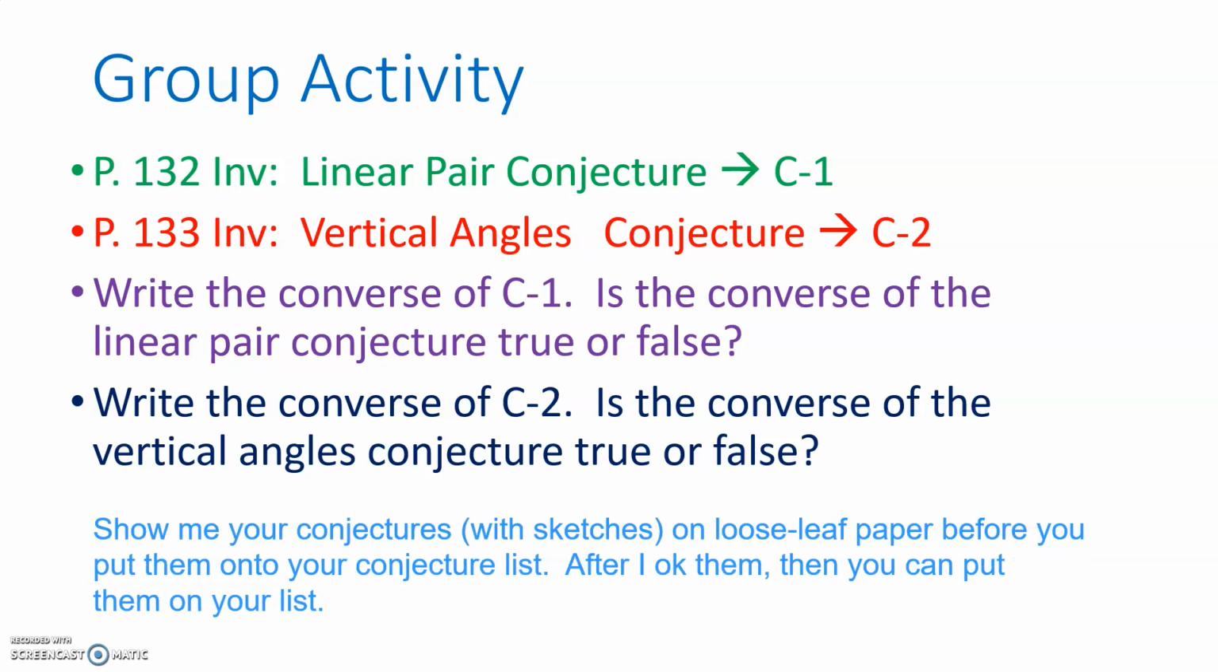So if we're in class, you would be showing me this stuff. If you're not in class, you're just kind of reading through this and listening to me. I'm going to show you one more slide that says something about the homework, and then after that, I'm going to show you what you should have gotten as those 2 conjectures, conjecture 1 and 2, linear pair conjecture and vertical angles conjecture. But right now you could probably pause the video and actually do those investigations and then come back to check them.